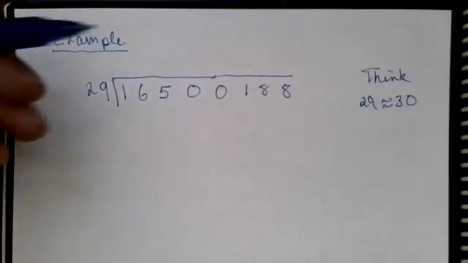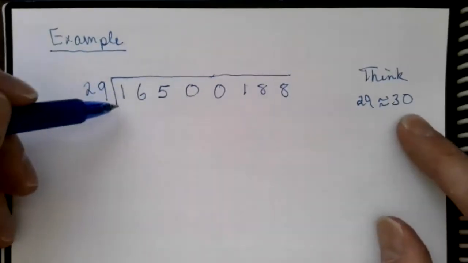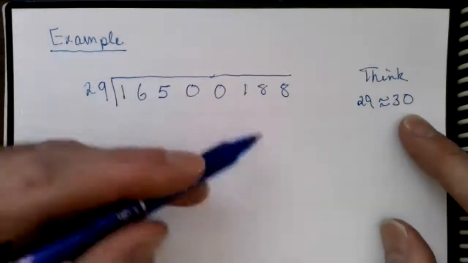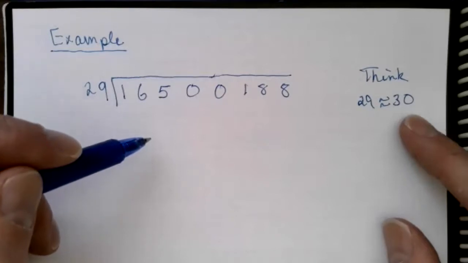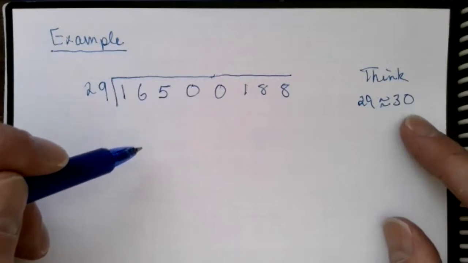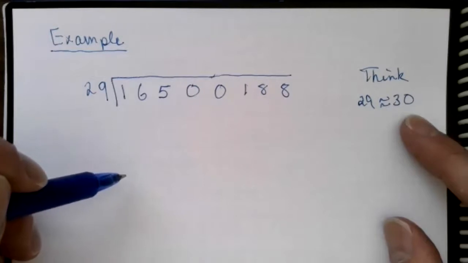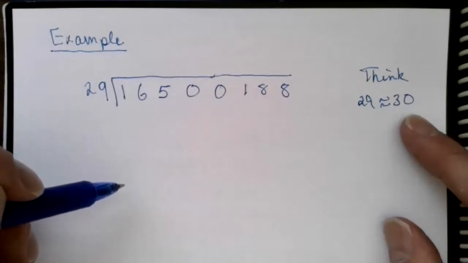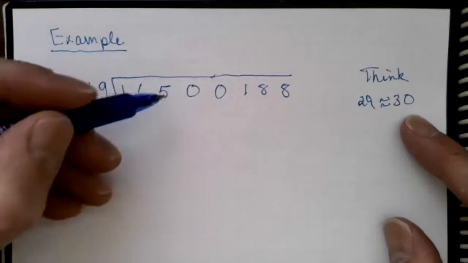So let's get started with this big long division problem. 29 into 165, no idea. What multiple of 30 will get me closest to 165? Thirty times what? 30 times 5. That gets us to 150. If I did 30 times 6, I'd be at 180, so that's too big.